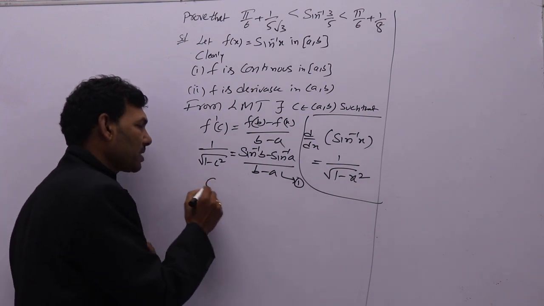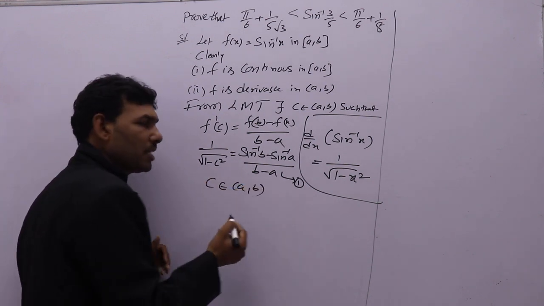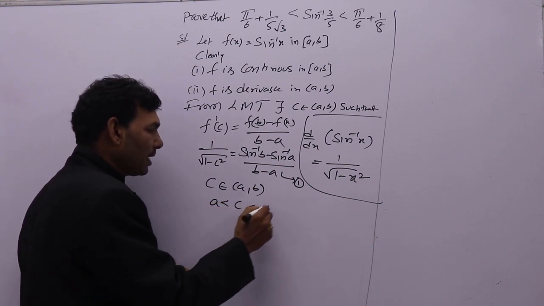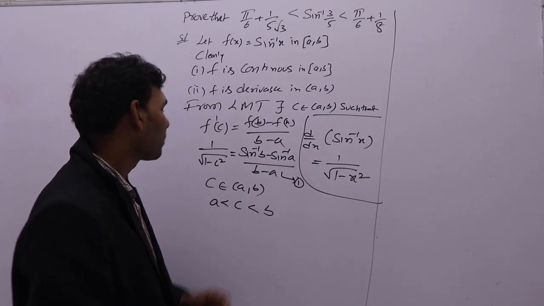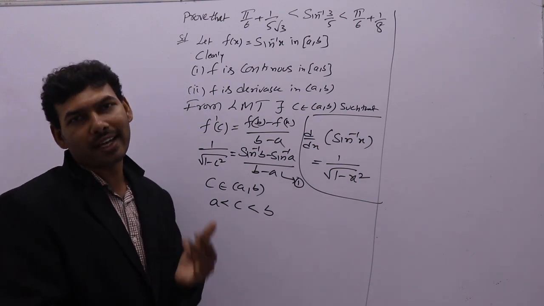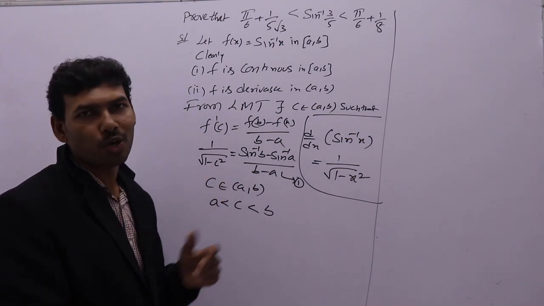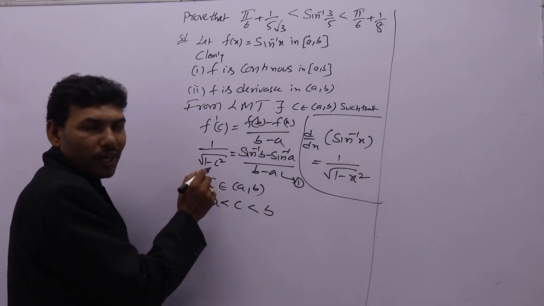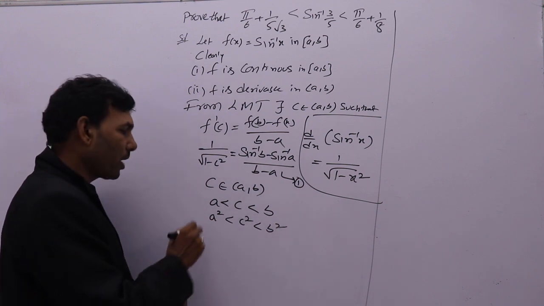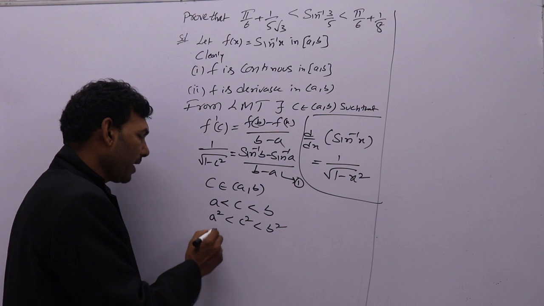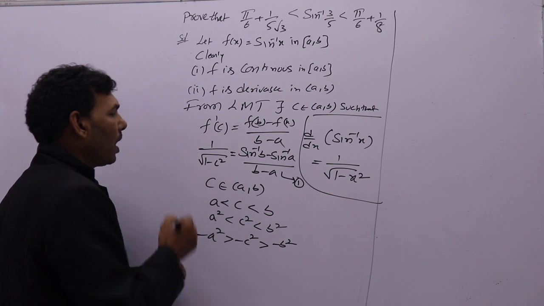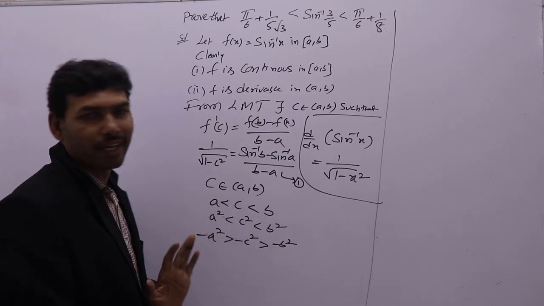What exactly does it mean? C belongs to open interval a comma b means c lies between a and b. That means a less than c less than b. As I said just now, the inequality sign changes only in two cases: if you multiply with a minus sign and if you take the reciprocal. If you do any other things, it won't change. First I am squaring: a square less than c square less than b square. Now I am multiplying with a minus sign. What happens? Less than becomes greater than. Minus a square greater than minus c square greater than minus b square. Now I am adding 1 and taking square root; the inequality sign does not change.